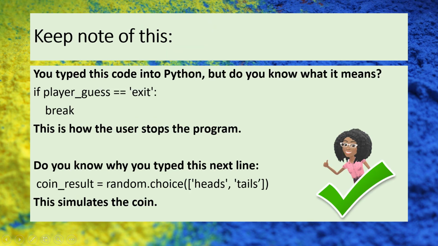Keep note of this. You typed this code into Python, but do you know what it means? This is how the user stops the program. Do you know why you typed this line? This simulates the coin.